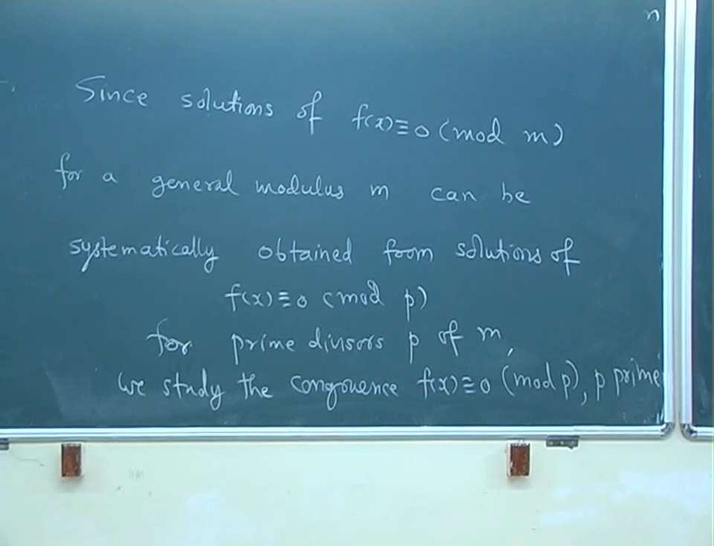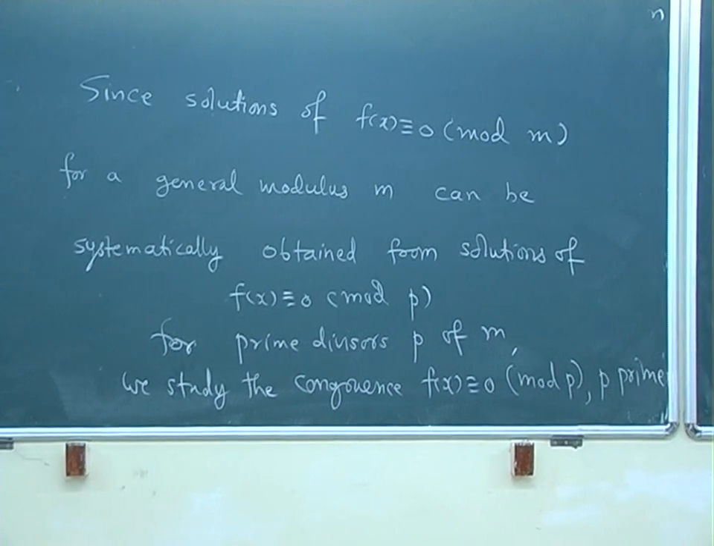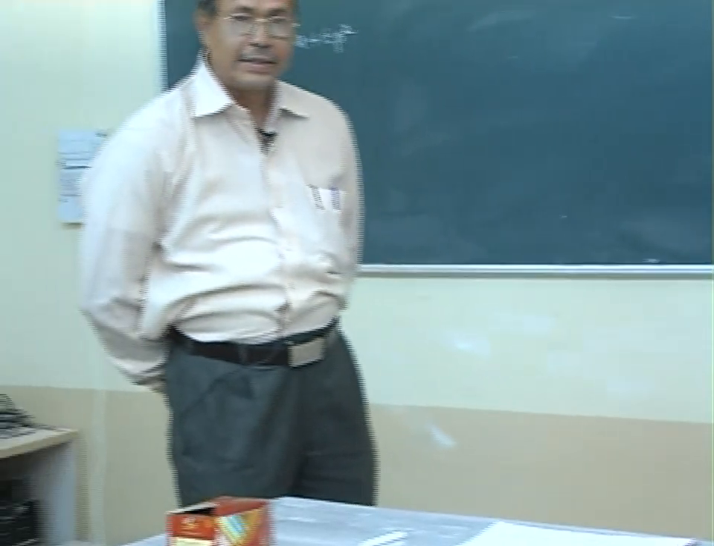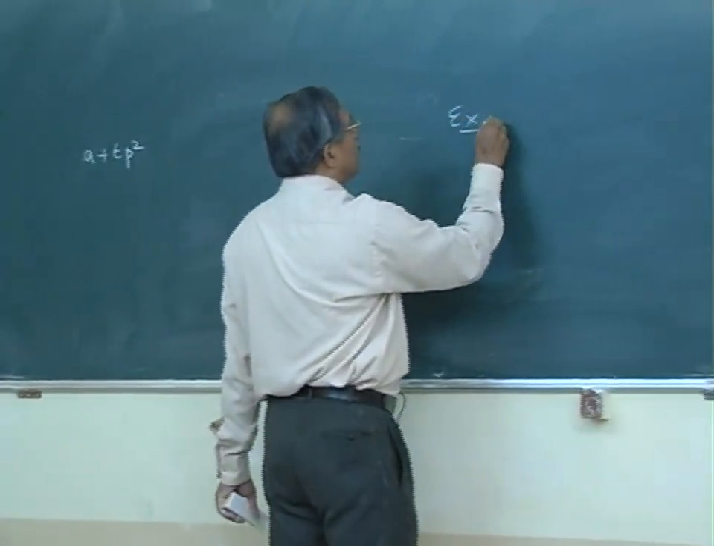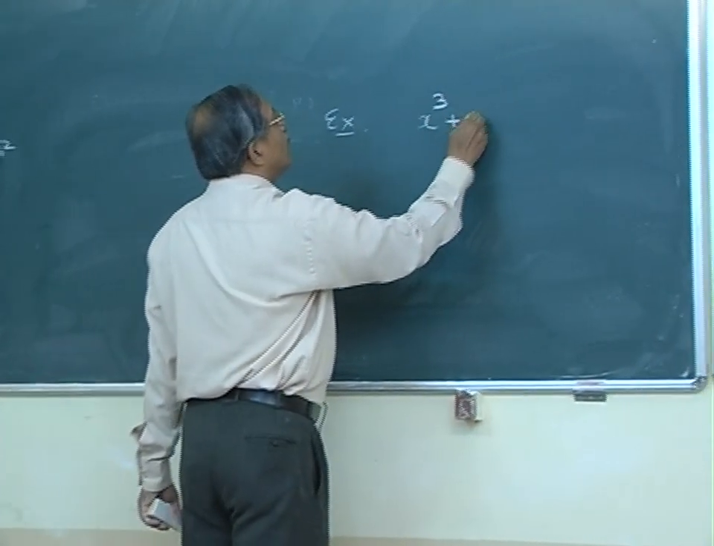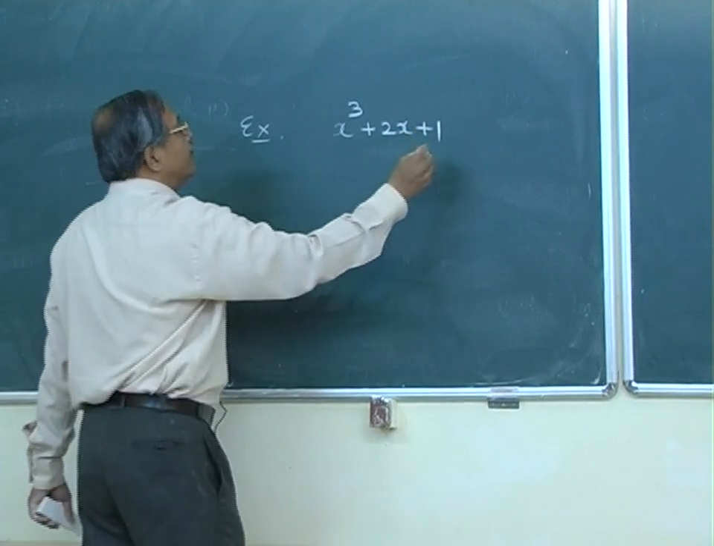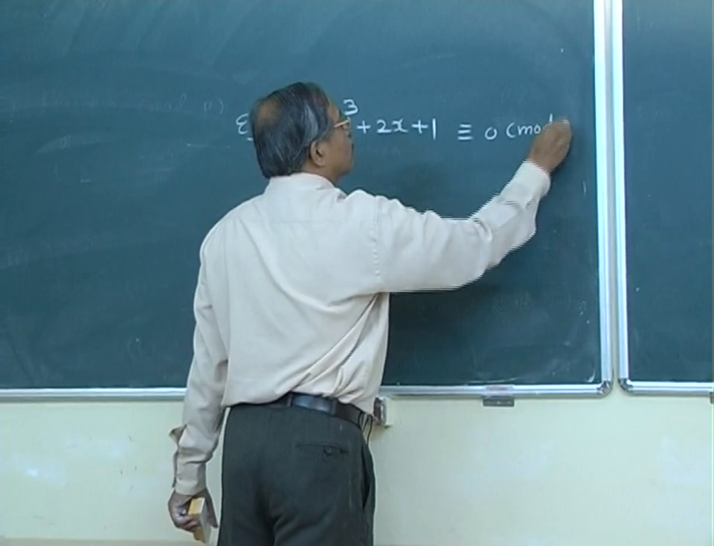So, is it that a congruence mod a prime always has a solution? That may not be the case, as you know. For example, you take x cubed plus 2x plus 1 congruent to 0 mod 3.